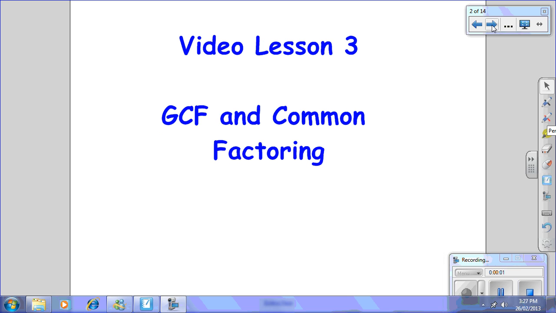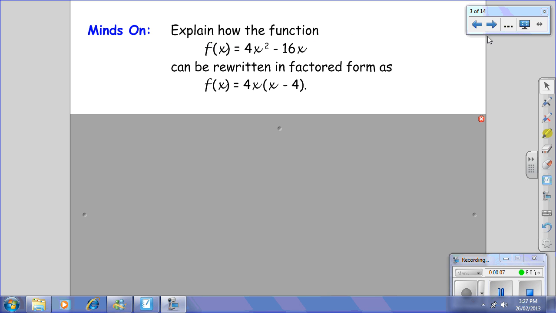Quadratic functions in factored form: looking for the greatest common factor, and then using it to do common factoring. If we consider the function f(x) = 4x squared minus 16x, it can also be written in factored form as 4x multiplied by (x minus 4). How does that happen? If I look at 16 and 4, they both have a 4 in common, and they both have an x in common.